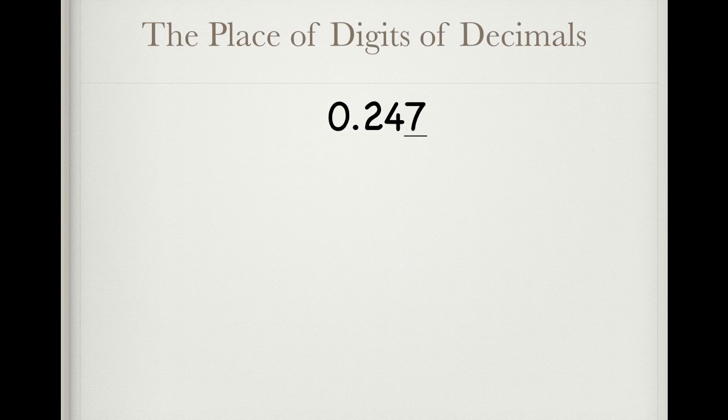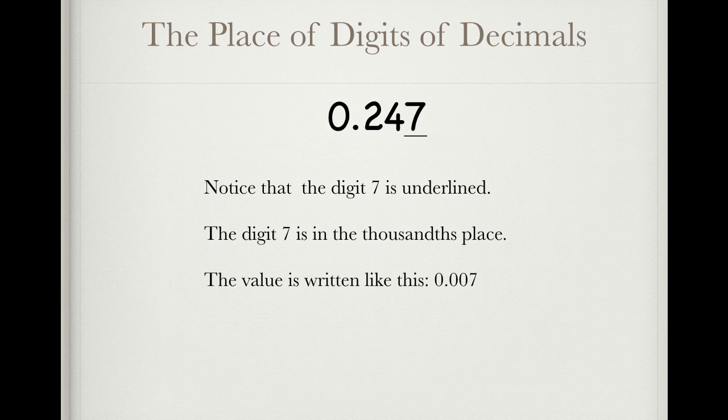So the place of the digit of the decimal. Let's look at the number 7. Notice that the digit 7 is underlined. The digit 7 is in the thousandths place. The value is written like this, 7/1000ths.